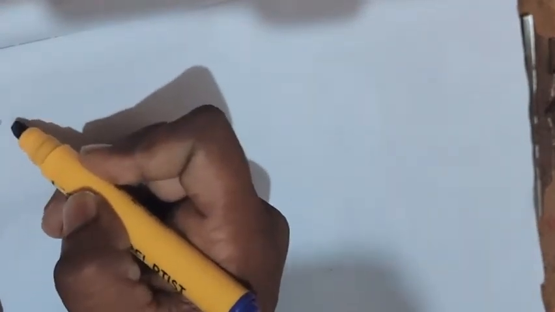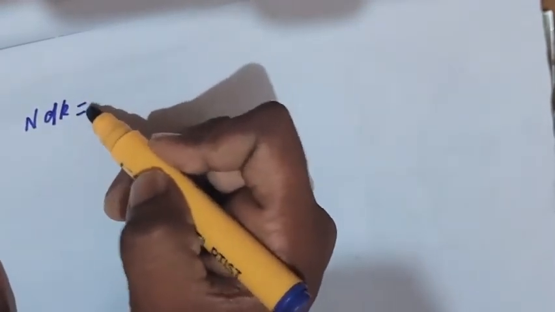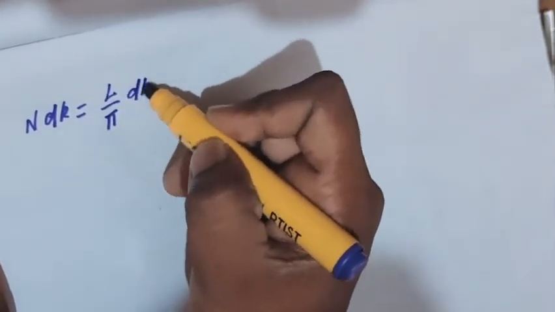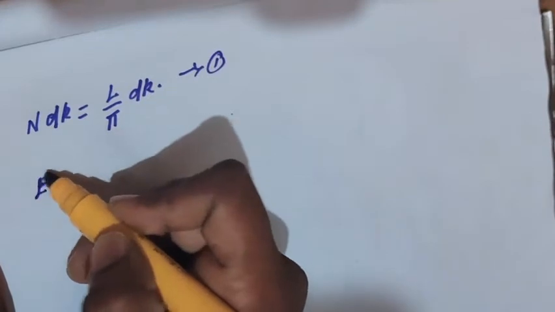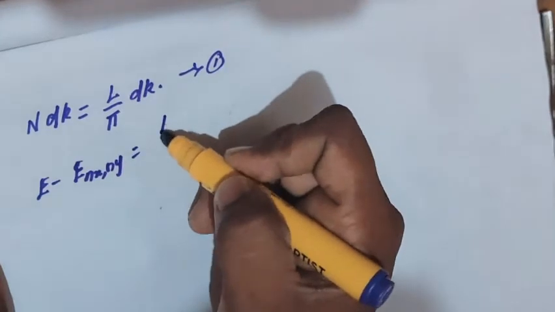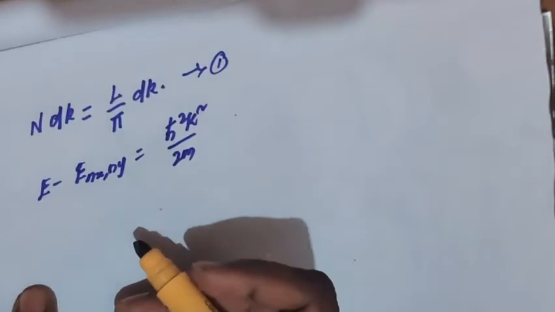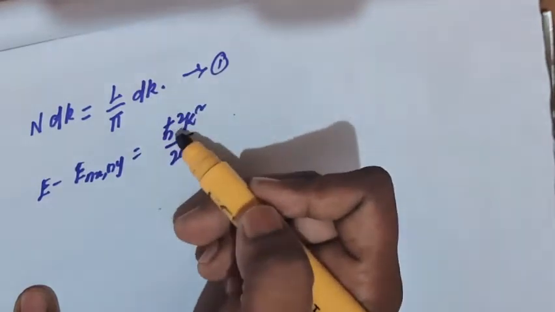So the number of electrons within the decay length is equal to L/π times dk. We take this as equation number 1. We have the energy expression E minus the constant discrete energy E(nx,ny) equal to ħ²k²/2m. But we want to rewrite equation number 1 in terms of energy.